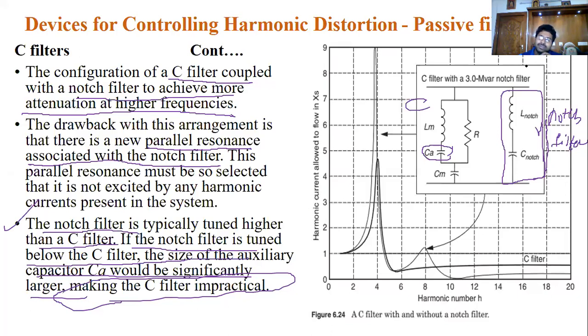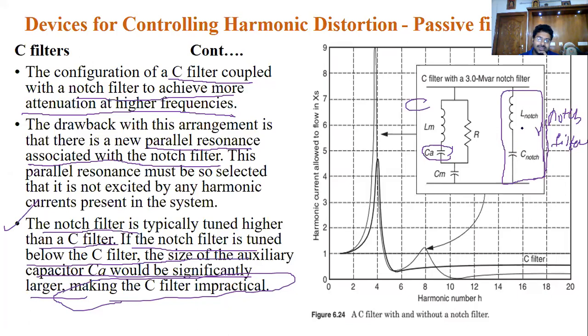So why are we coming to this notch filter? To improve or change the filter impedance. That is a drawback in the C-type filter. To avoid that, we can use the notch filter. But because of the notch filter, it can also generate some parallel resonance in the system.